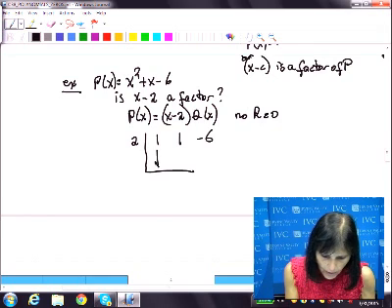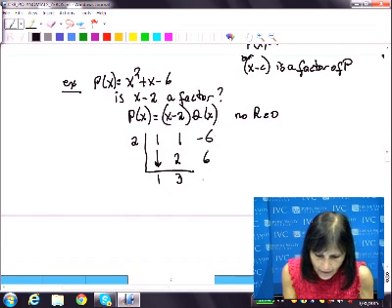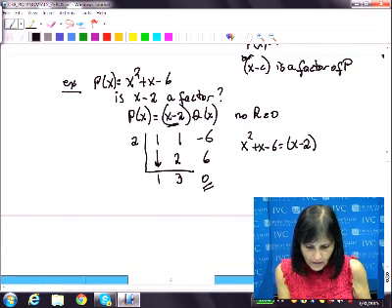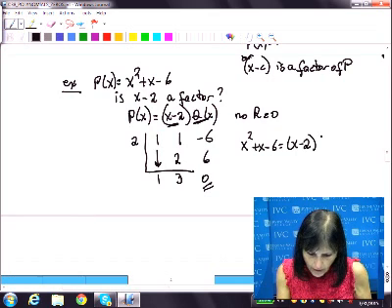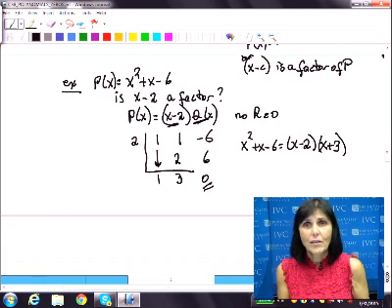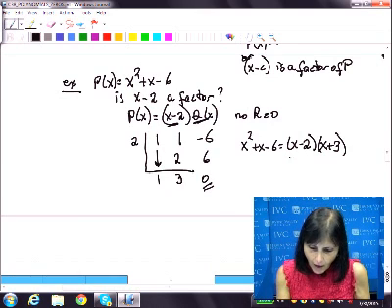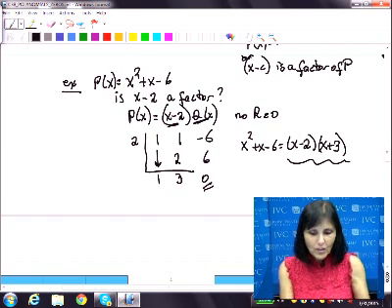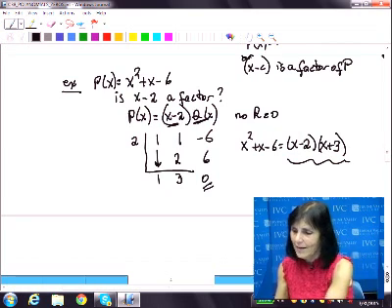Let's do synthetic division. Bring 1 down. 2 times 1, that's 2. 2 plus 1, 3. 2 times 3, 6. 6 minus 6 is 0. In fact, x squared plus x minus 6 is x minus 2, which is this thing, times the quotient. And the quotient was what? The coefficient of x is 1 plus 3. Okay? If I did factoring the way I learned in beginning algebra, I would have gotten this, and I would have seen x minus 2 is simply a factor. But the remainder theorem actually tells me that.